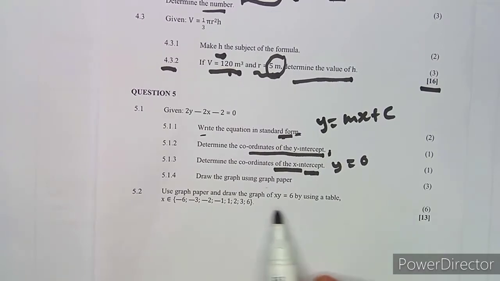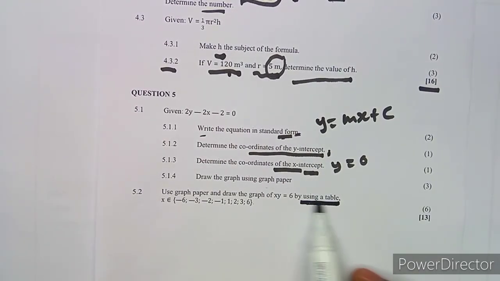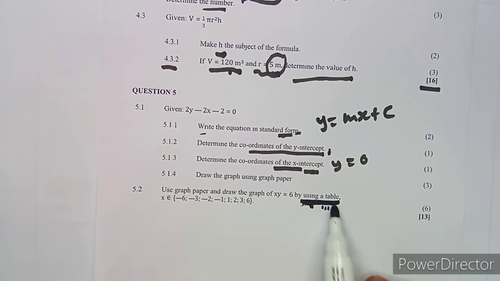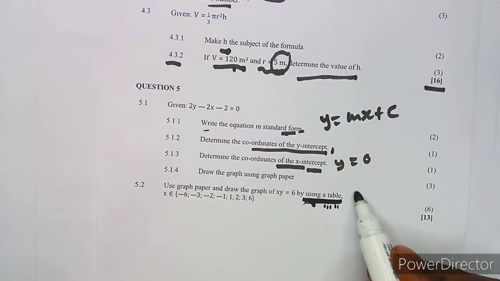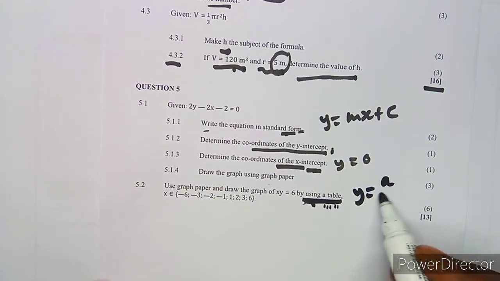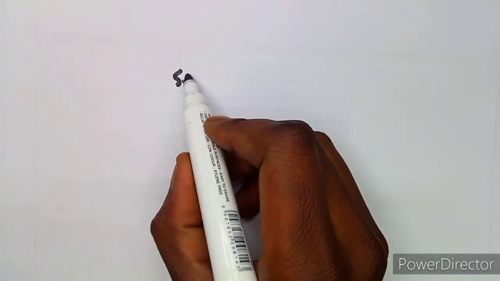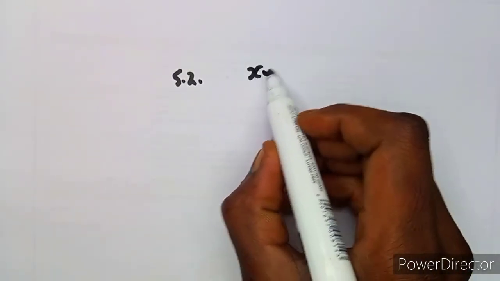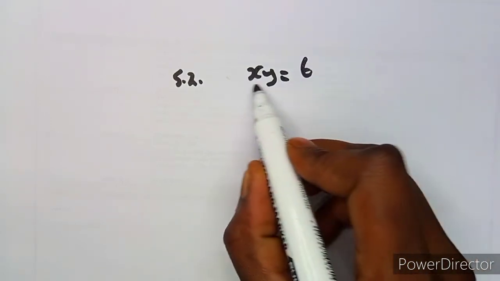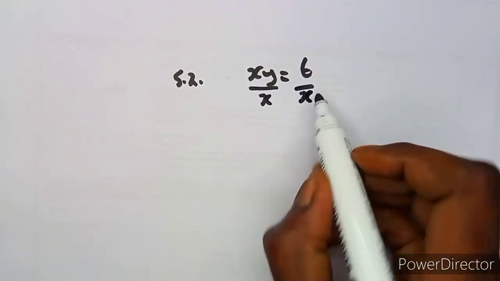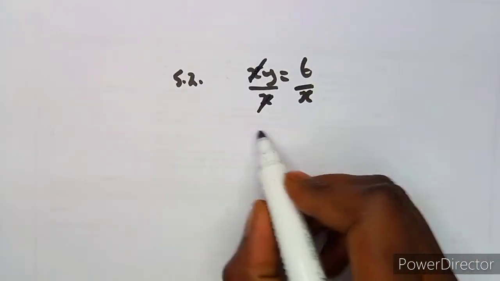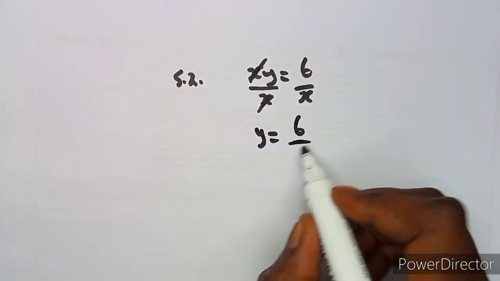Also use the graph paper to draw this. Okay, you're given there using table. So as you can see there, we are given using table. You're actually taught to use a table there. So remember, this is a hyperbola, which is supposed to be written in the form of y is equal to a over x. So we are going to interchange that equation. First, it's xy is equal to 6 like this, which you divide by x. So it's going to be like this: y is equal to 6 over x.